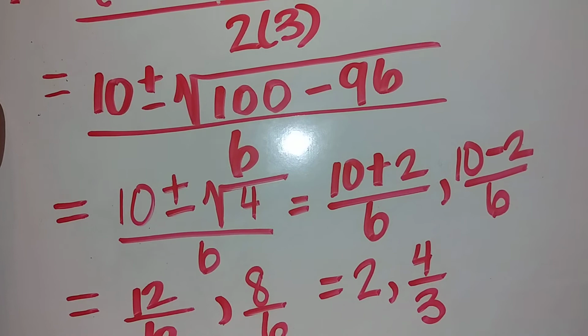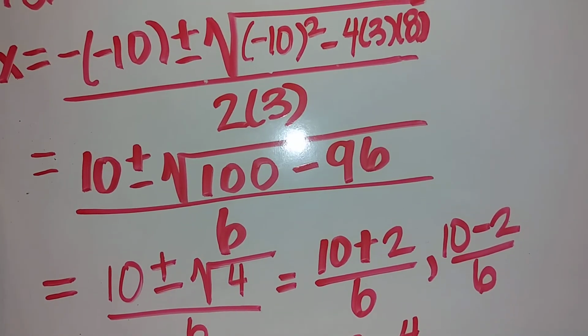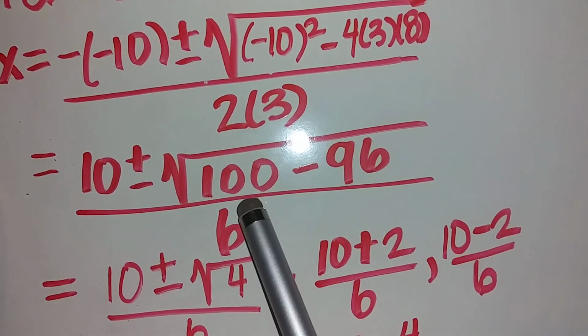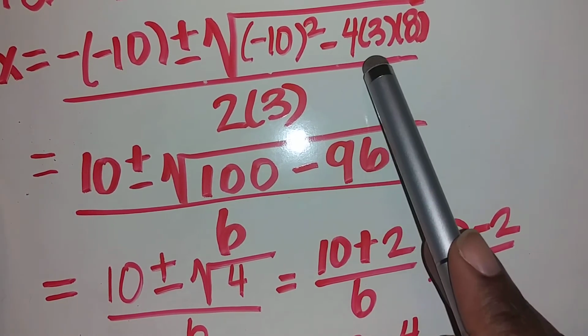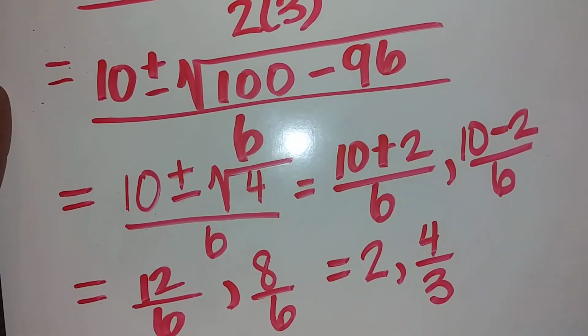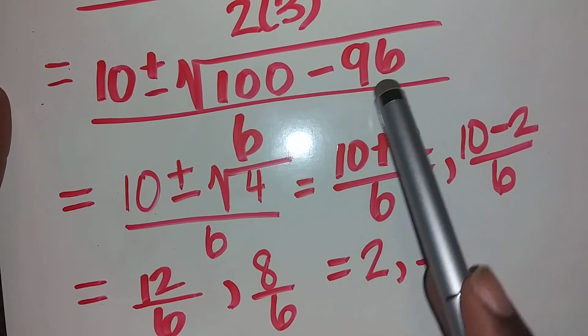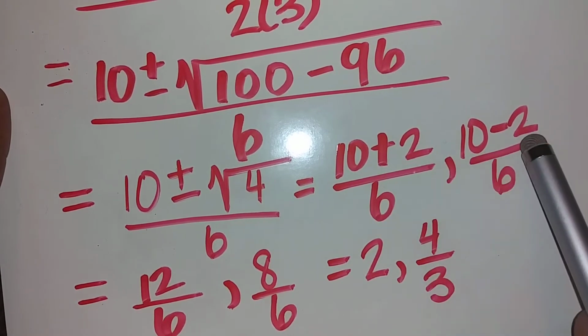Okay, so from there, I have 10 plus or minus. Negative 10 squared is 100. Then bring down your minus sign. 4 times 3 times 8 is 96. 100 minus 96 is 4. And we know the square root of 4 is 2.